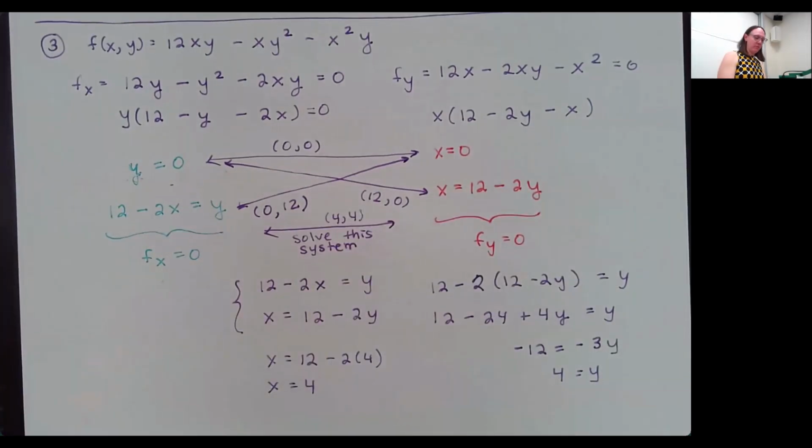And now you've got 4 places to check the value of the Hessian.